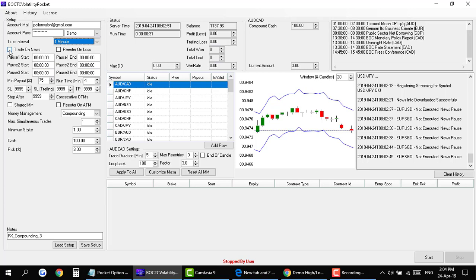You can also pause the bot at 3 different times. Possibly you may want to pause the bot at market opening times. It is an option.